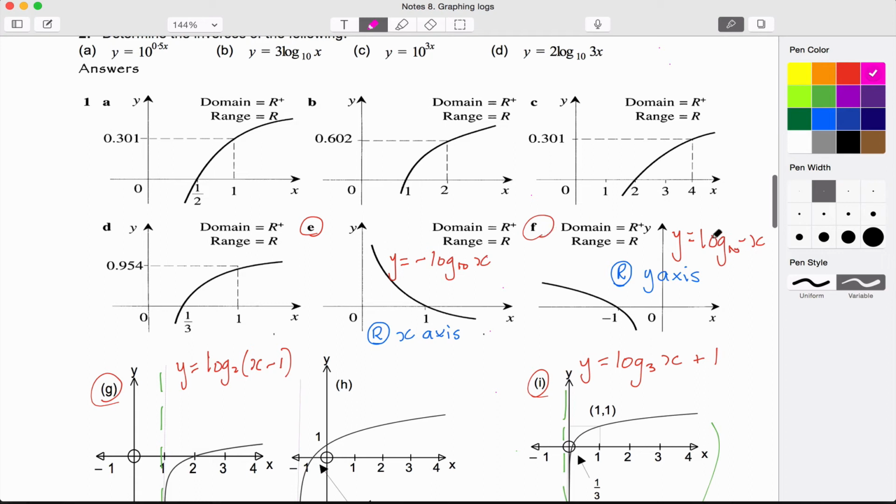Question F, here's the question written out again, and the negative this time is directly in front of the x. And when we have the negative here, we end up with a reflection in the y-axis. So it reflects about this line from the original.